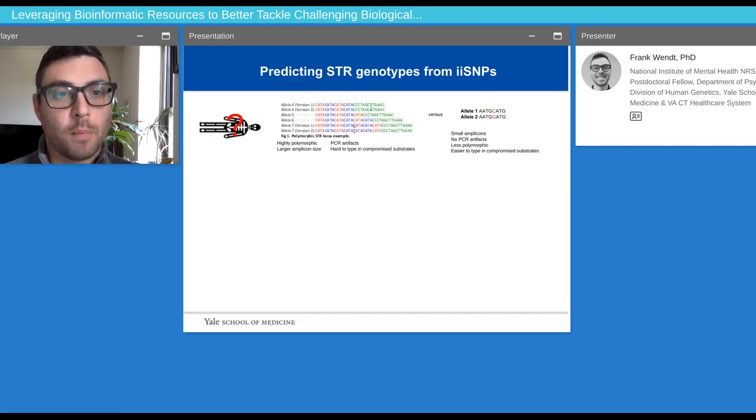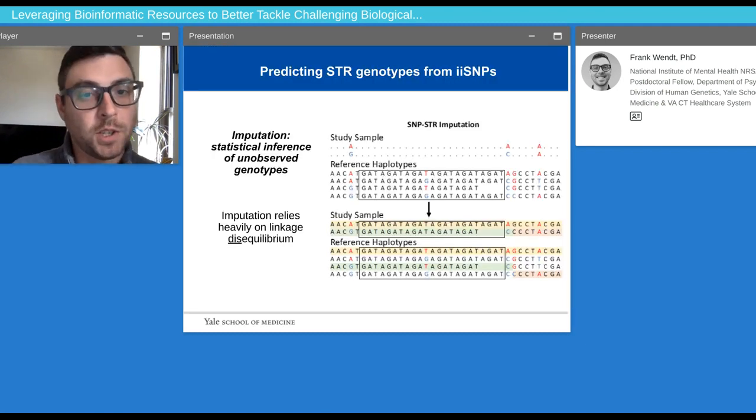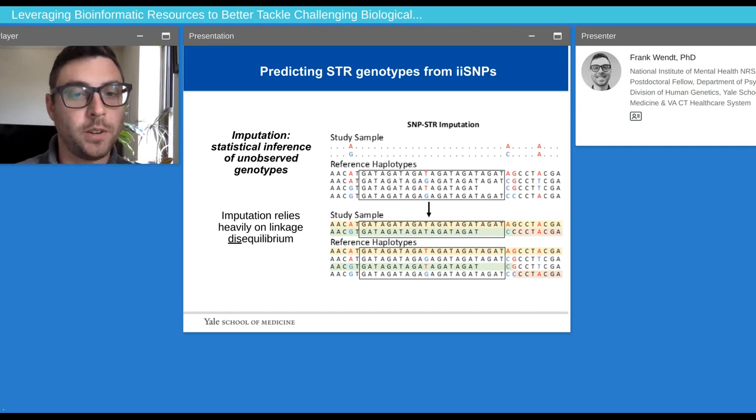So much of the approach to tackling challenging human remains or challenging environmentally assaulted samples has been from the side of the chemistry. We've taken a different approach and said, what if we just use the data that we can get from the identity informative SNPs and better use the data that we can get from this profile? To do this, we rely on a process called imputation, and this is basically a statistical inference of unobserved genotypes at the STR loci of interest using identity informative SNP loci of interest.